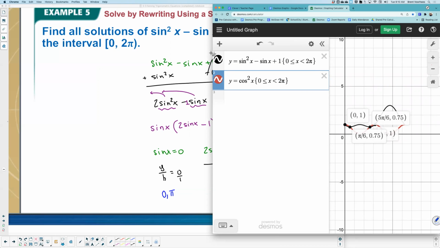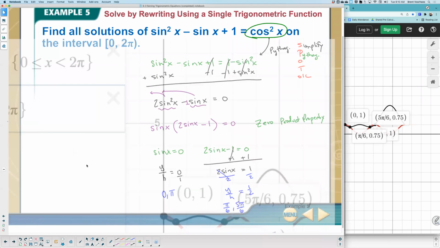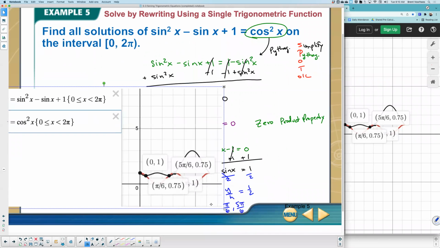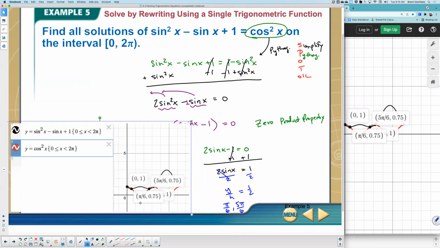So I'm going to copy this over. Now you can try number 5.